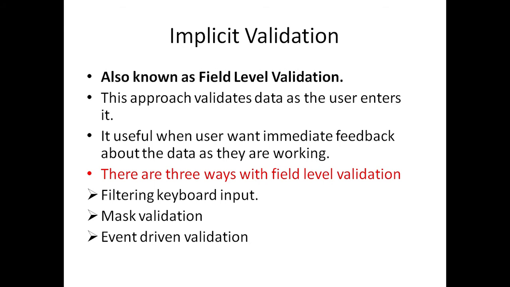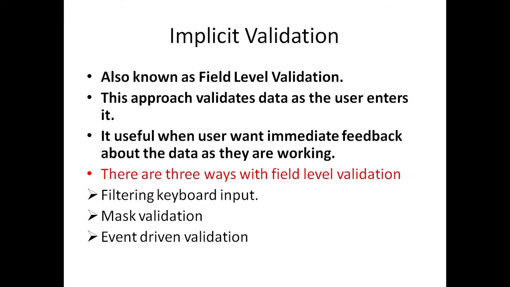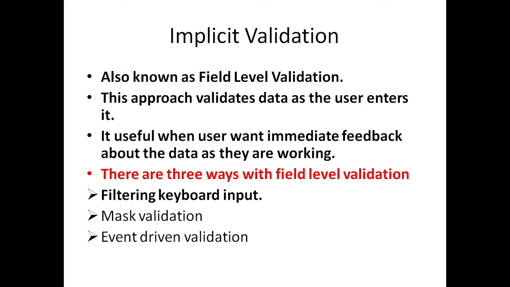First, we will see implicit validation, which is also known as field level validation. This approach validates data as the user enters it. It is useful when users want immediate feedback about the data as they are working. There are three ways with field level validation. One is filtering keyboard input, another is mask validation, and third is event driven validation.